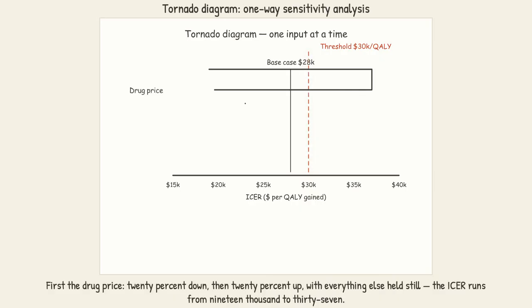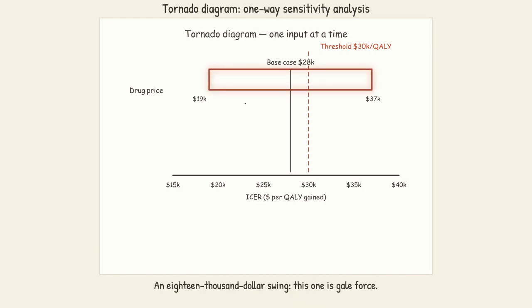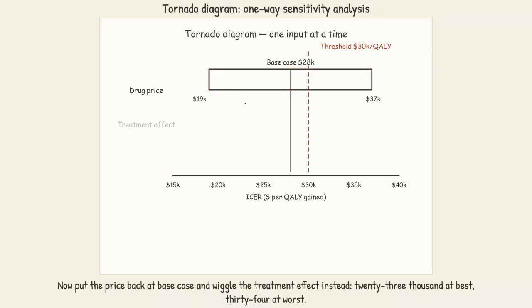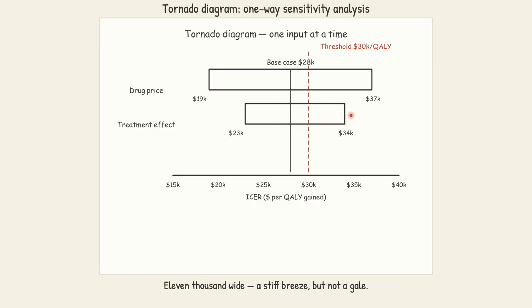First the drug price, 20% down, then 20% up, with everything else held still. The ICER runs from 19,000 to 37,000. An $18,000 swing. This one is gale force. Now put the price back at base case and wiggle the treatment effect instead. 23,000 at best, 34,000 at worst. 11,000 wide, a stiff breeze, but not a gale.